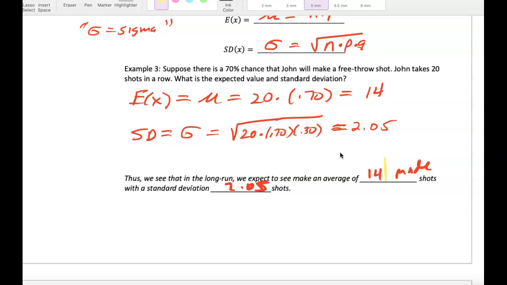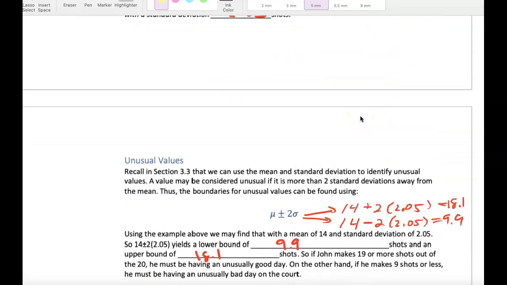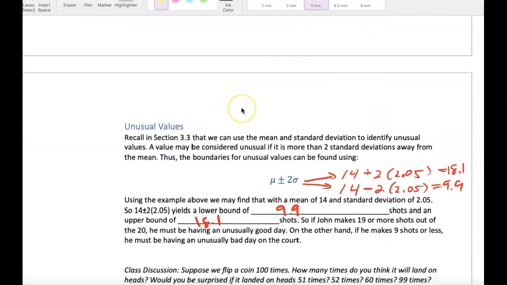If he shoots 20 times, we expect in the long run, on average, he'd make 14, and the standard deviation would be 2.05. So if we let him shoot 20 times over and over, we would see him making between 12 and 16, because that's what the standard deviation tells us.